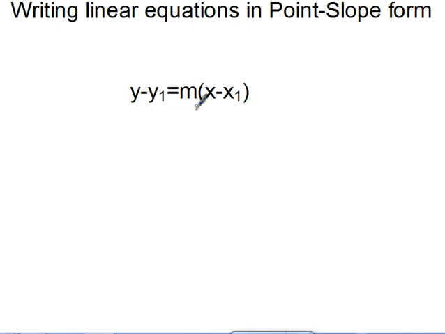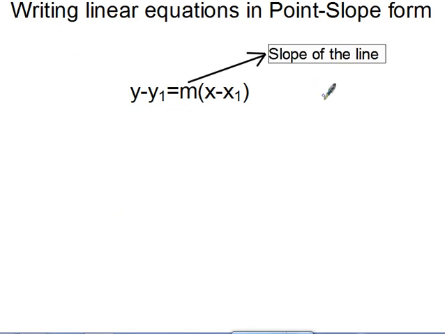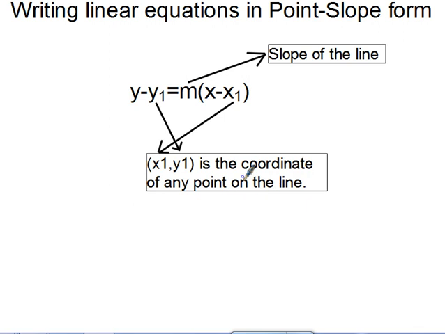The m in this equation represents the slope of the line, and the x sub 1, y sub 1 represents a coordinate on the line, and it could be any particular coordinate that is on the line. It doesn't matter which one. As long as you know one coordinate, you can use this form to get the equation of the line in point-slope form.